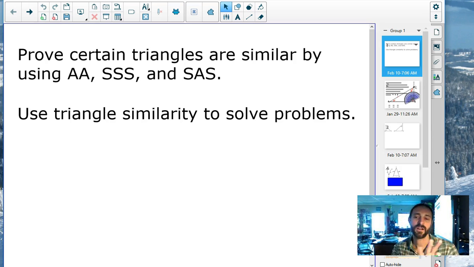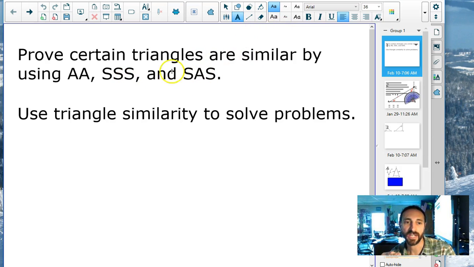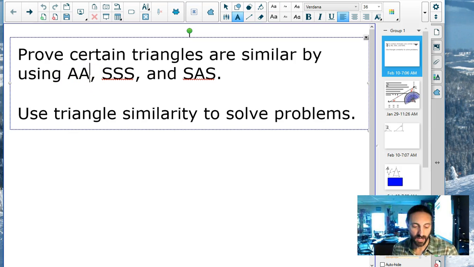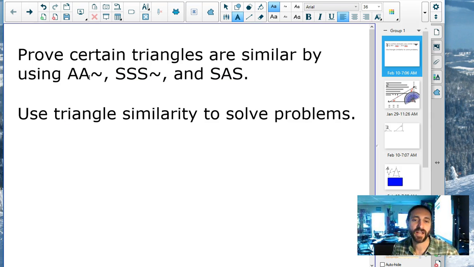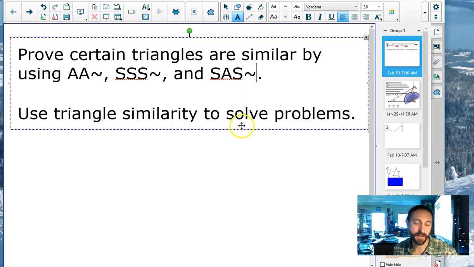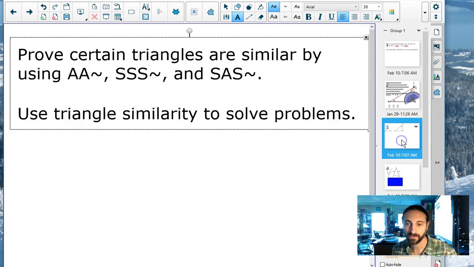So there are three theorems that we're going to deal with here for triangle similarity. And they, of course, are angle-angle similarity, side-side-side similarity, and side-angle-side similarity. Typically, when you have these similarities, you just put the similar symbol after it. So SSS, of course, would be side-side-side, thinking congruence, but it could also be side-side-side similarity, and side-angle-side similarity like that. So let's just get right into it.